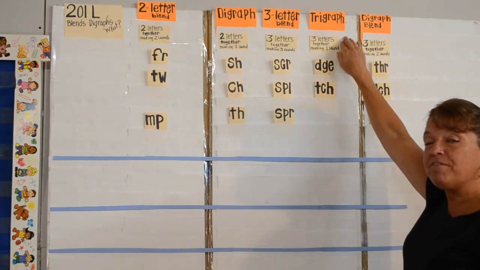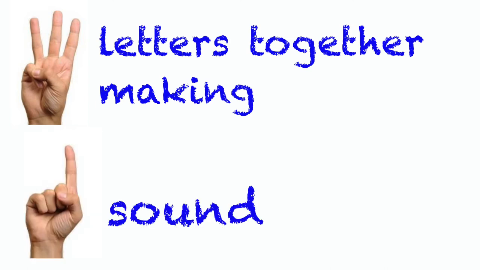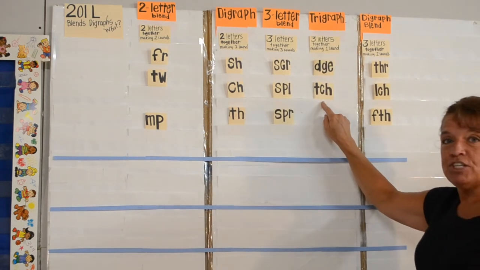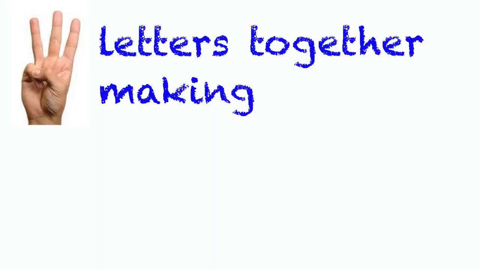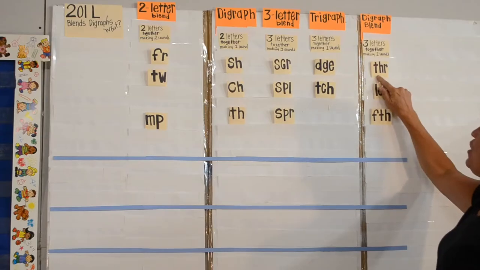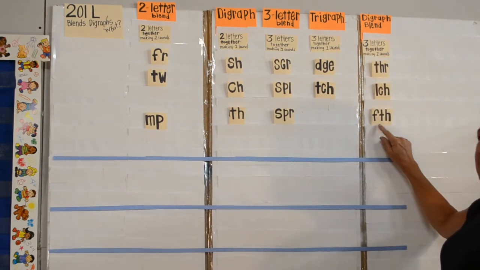We have the trigraph. The trigraph is three letters together making one sound. DGE says j. TCH says ch. We have the digraph blend. This is three letters together making two sounds. F, ulch. F, f.